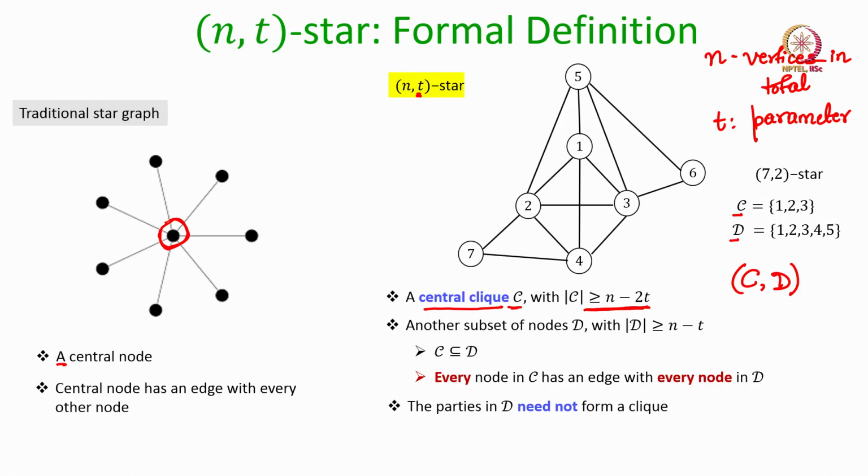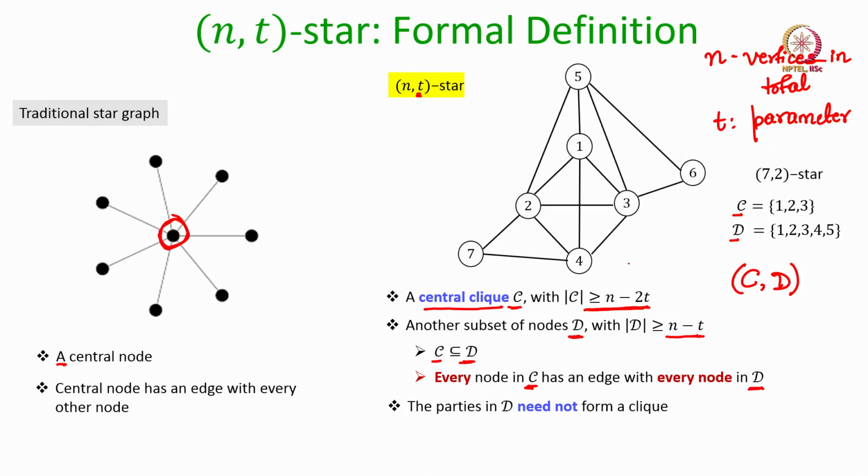So, it is like saying the following: in a traditional graph we have a single central node, but now we have n minus 2t central nodes, all of them have an edge among themselves. And then we have non-central nodes denoted by the set fancy D, whose cardinality should be at least n minus t, such that the subset of nodes in fancy C should be a subset of nodes in fancy D, and every node in C should have an edge with every node in D. However, it is not necessary that the parties in D should have an edge among themselves. That means, there could be a few parties in D who are not in C and they have no edge among themselves, that is fine. The only requirement is that every node in C should have an edge with every node in D.